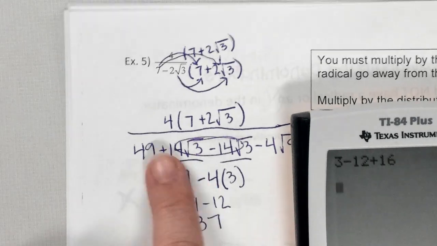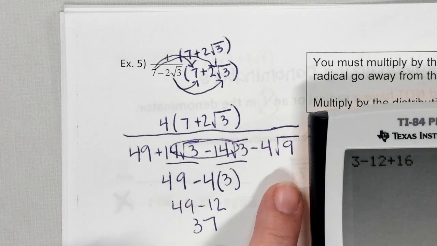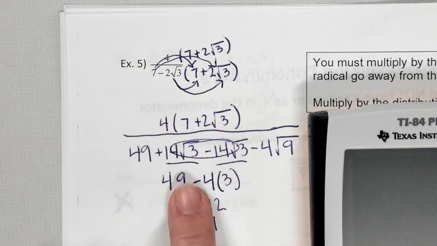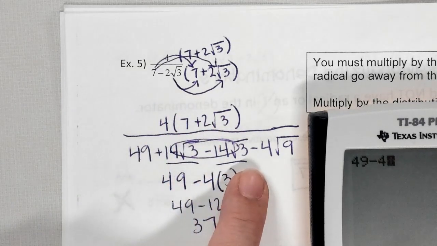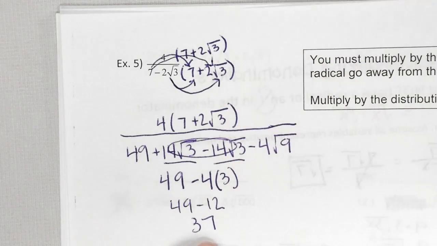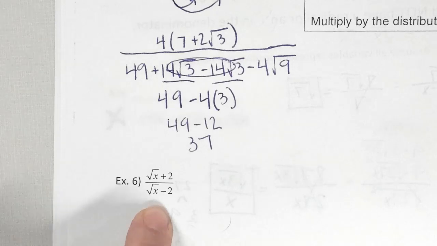However, if I know that this is a perfect square and these are going to combine, or it should be a perfect square because I multiplied by the conjugate, okay, I could type it in my calculator, 49 minus 4 square root of 9. Did it give me the exact same thing? Yes. So if you want to do it by hand, you can do it by hand. However, if you look at example 6, are we going to be able to do that one in the calculator? No, because it has an x.